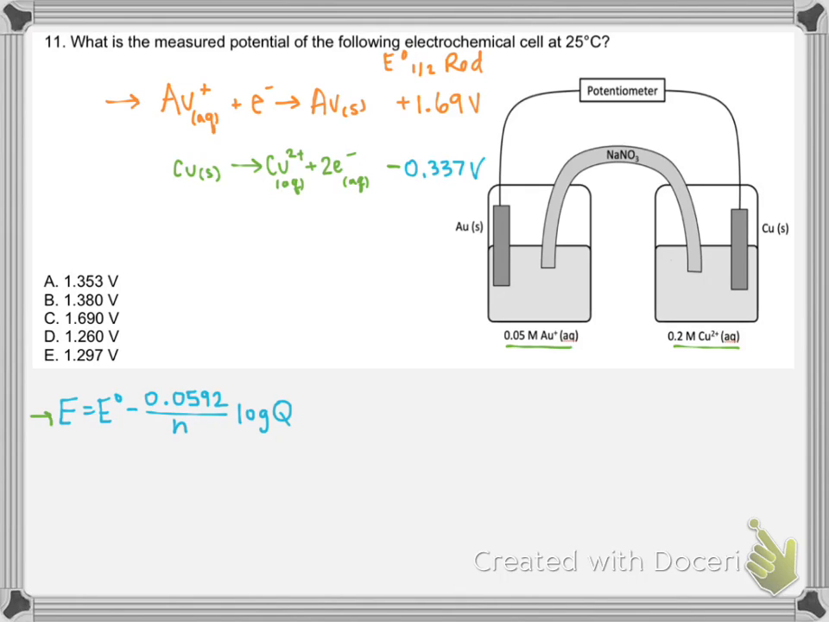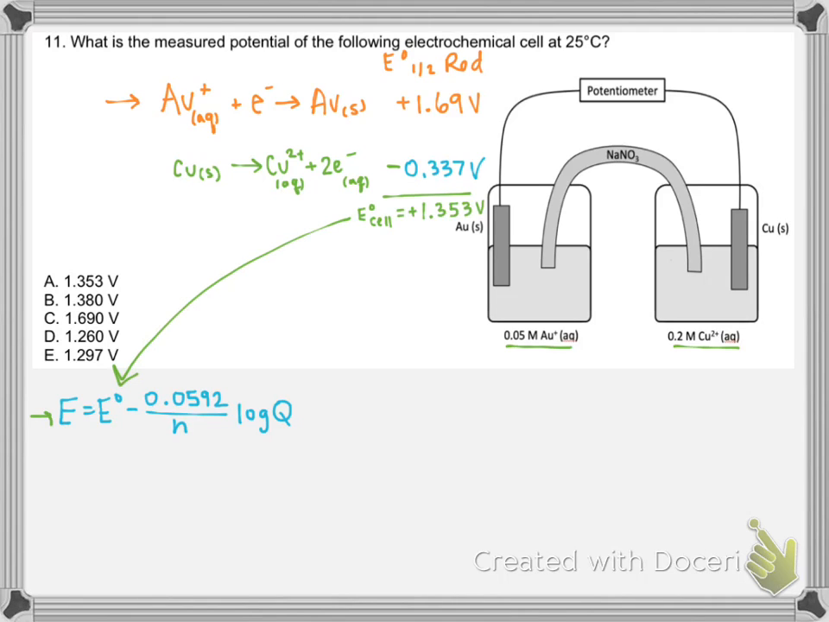And when I did that, I also flipped the sign to make it now the oxidation potential of copper solid. And now we can add those two potentials together to get our standard cell potential. And the value we get is a positive 1.353 volts. Okay, but that's not what we're going to circle because we're not at standard conditions.